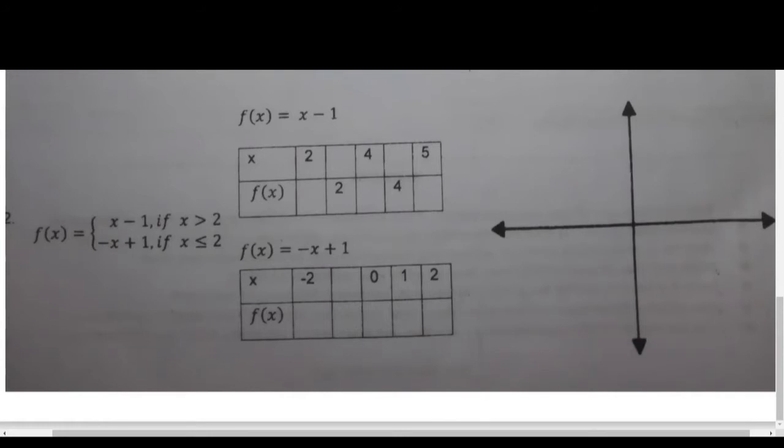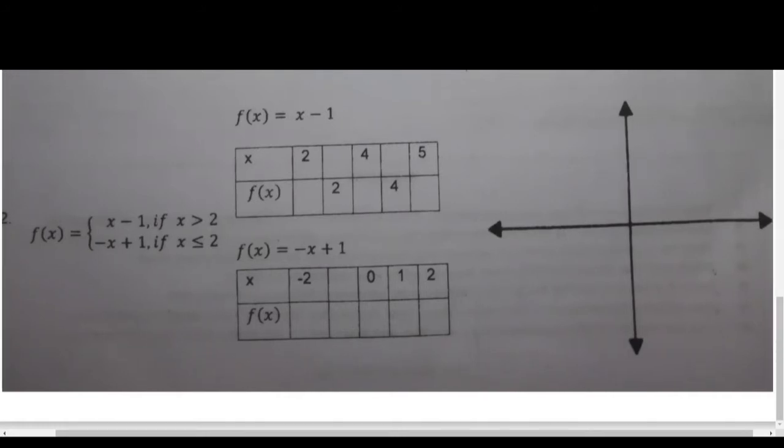Okay, let's try this second example. So kapareho lang ito ng ating first example because yung two components ng ating piecewise function ay parehong linear function. You see? Okay? So, we only need 2 points to graph a line. So, again, itong first function natin, gagamitin natin ito when x is greater than 2. Okay? Tapos, yung second function natin, gagamitin naman natin when x is less than or equal to 2.